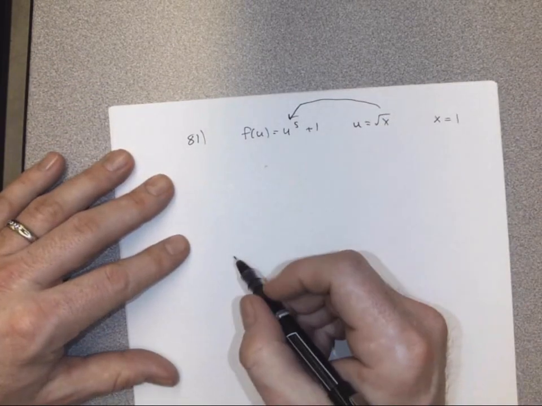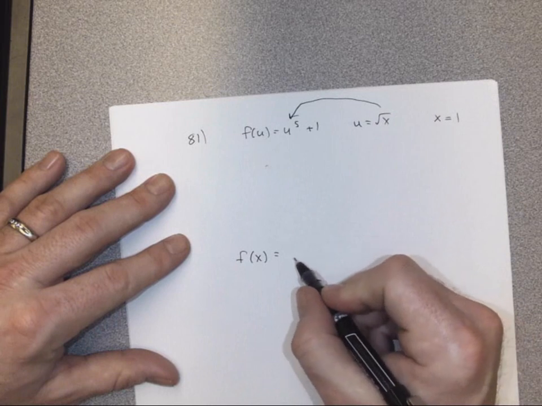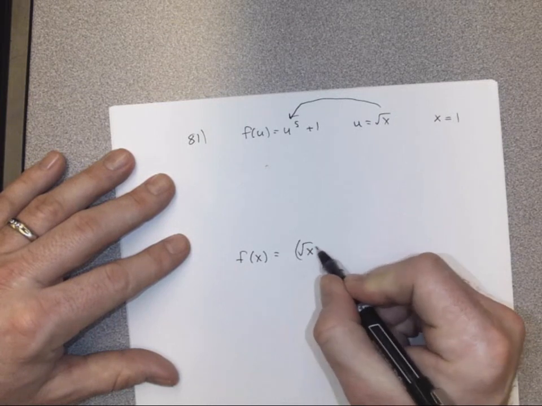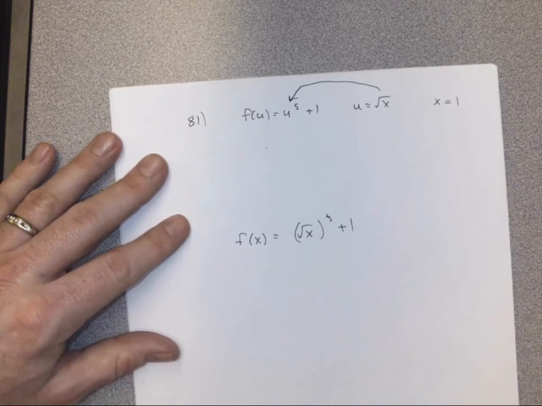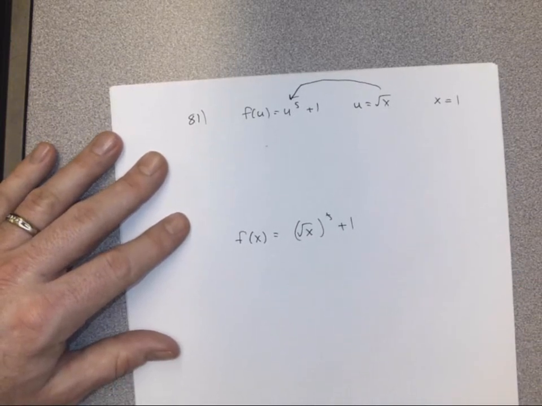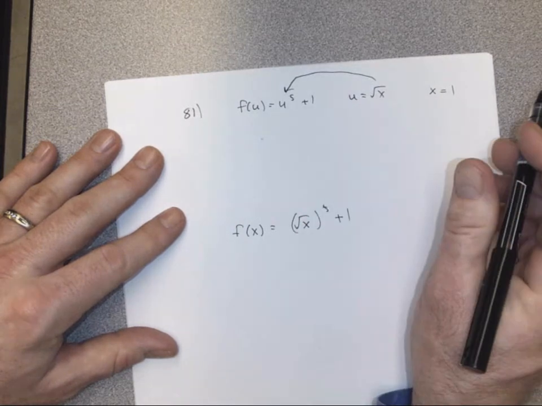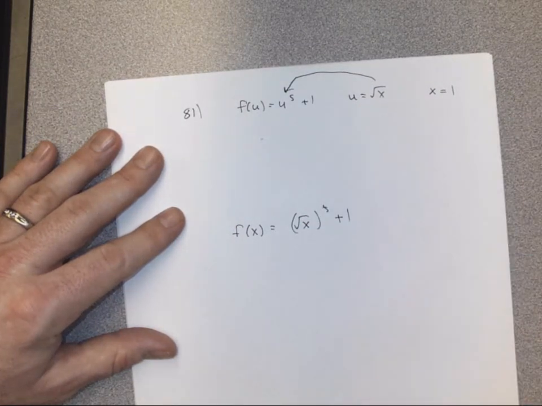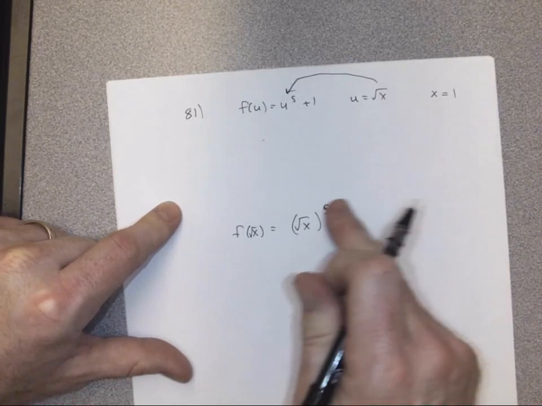If you want to stuff this function in here and say, well, f of x is going to be equal to the square root of x to the 5th power plus 1. You can write it that way. Does that make sense? This says f of u, where this is u, right? So just substituting u in for what u is. It's technically f of root x, but whatever. So we just need to take the derivative of this thing.